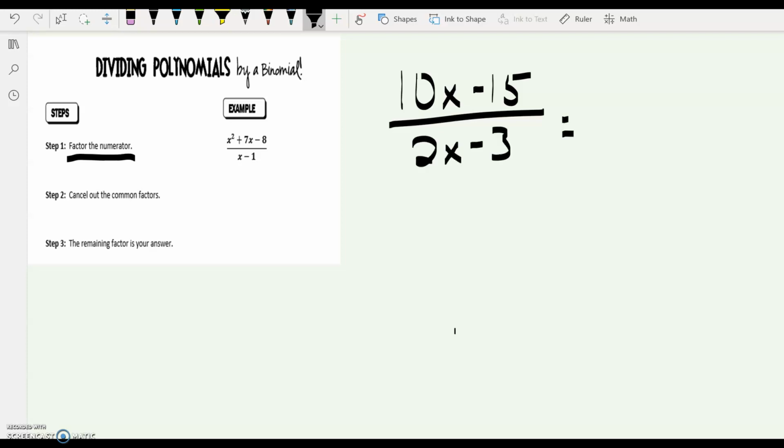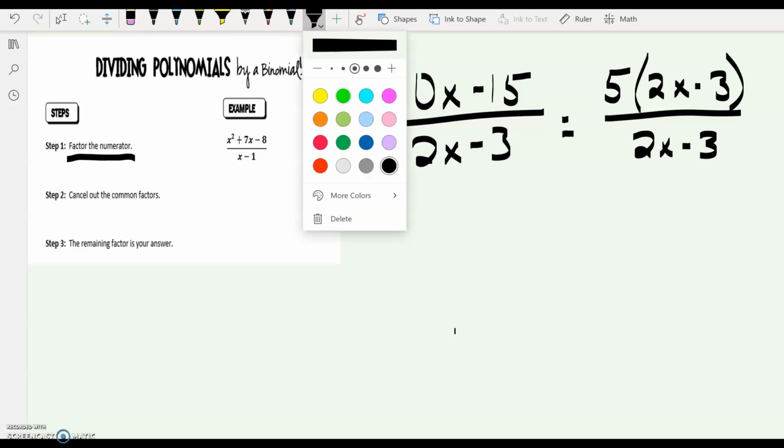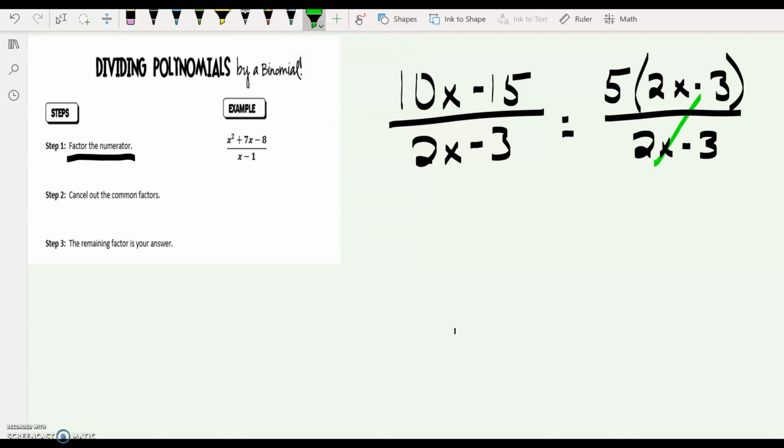What we'll be able to see here is that we're factoring the numerator by using a greatest common factor. The greatest common factor that 10x and negative 15 both share is a 5. What I'm left with is 2x minus 3, and that is all over 2x minus 3. And what I'm able to tell here is that we can cancel out our common factors. And by canceling, I mean 2x minus 3 over 2x minus 3 is another way of saying 1. So we can just get rid of those right there and be left with our final solution as just the constant 5.